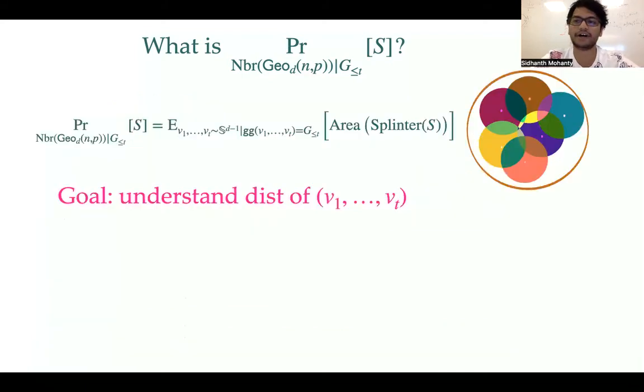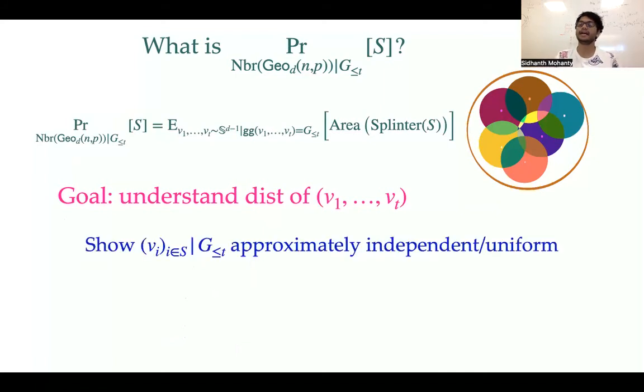The goal now is to understand the posterior distribution on the vectors V1 through Vt, conditioned on producing a graph G at most T. And the key property of interest to us is going to be to prove that for a given set S, so only a small subset of these vectors, Vi for i in S, they're all approximately uniform, and they're also all approximately independent of each other. In the rest of the talk, I'm going to go over how one tries to establish this.